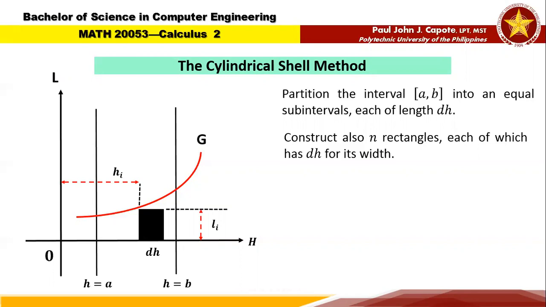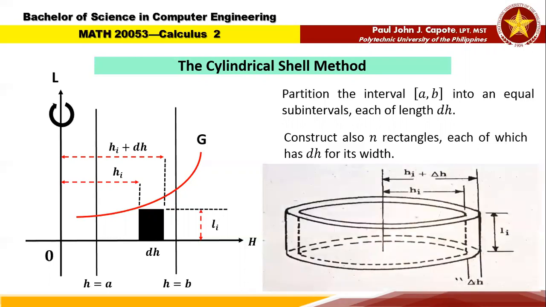And the height of the lower edge, or the lower base, is represented by this variable H sub i. And the height of the upper edge, or the upper base, is equal to H sub i plus dH. Now, if we revolve this about this vertical line L, we get this solid of revolution, which is a cylindrical shell.